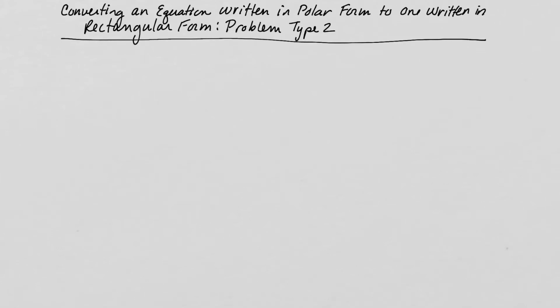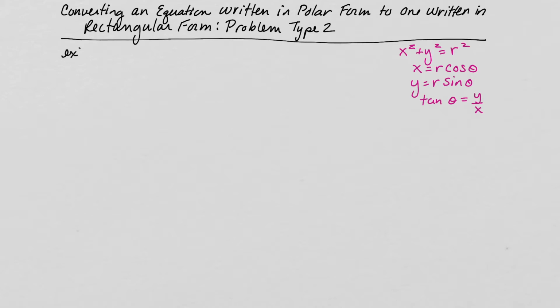So in this video, we're going to look at, again, converting an equation that's in polar form to rectangular form, but this is problem type 2. So these are going to be just a little bit more involved than the previous ones we've done. Again, the equations we have at hand to help us convert are x squared plus y squared equals r squared, x is equal to r cosine theta, y is equal to r sine theta, and the tangent of theta is equal to y over x.